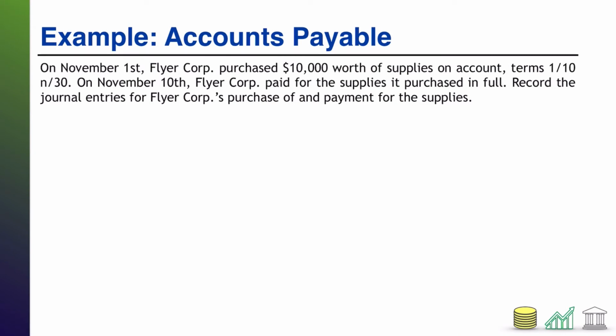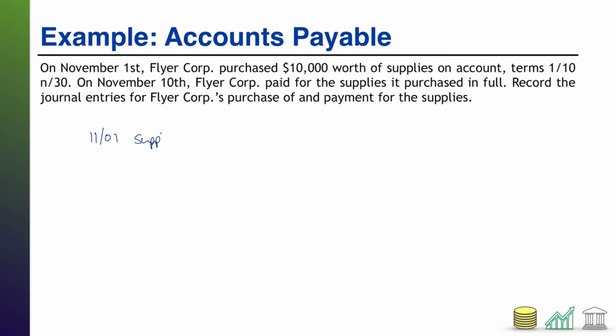So here's an example. On November 1st, FlyerCorp purchased $10,000 worth of supplies on account, and there are some payment terms there. Those payment terms establish potential discounts. On November 10th, FlyerCorp paid for the supplies it purchased in full. Record the journal entries for FlyerCorp's purchase and payment of the supplies. So remember, the transaction originally occurred on November 1st. So on November 1st, we are buying $10,000 worth of supplies.